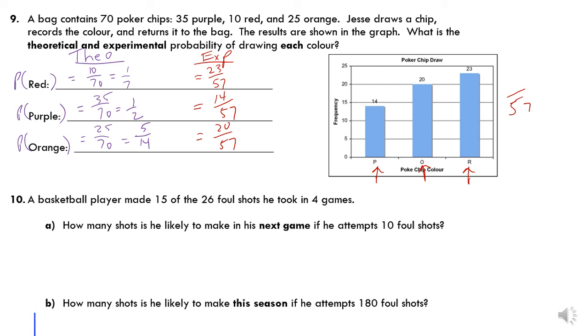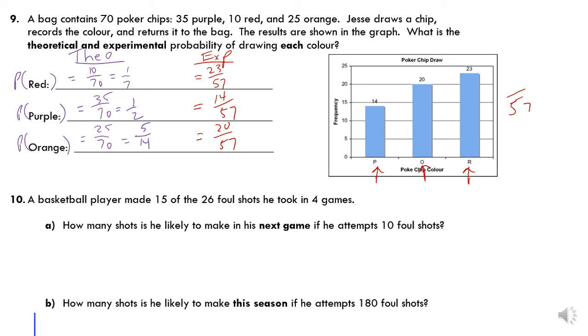Now, seeing those as fractions doesn't necessarily help you, but if you were someone that made a percent, and I didn't ask a follow-up question to this, but if I did, I could say, did red do better or worse than theoretically? Or did purple do better or worse? Or were you lucky or unlucky with the orange? So keep that in your back pocket.